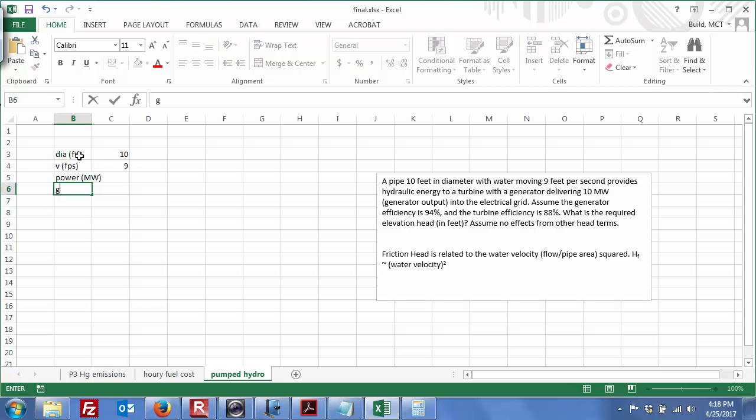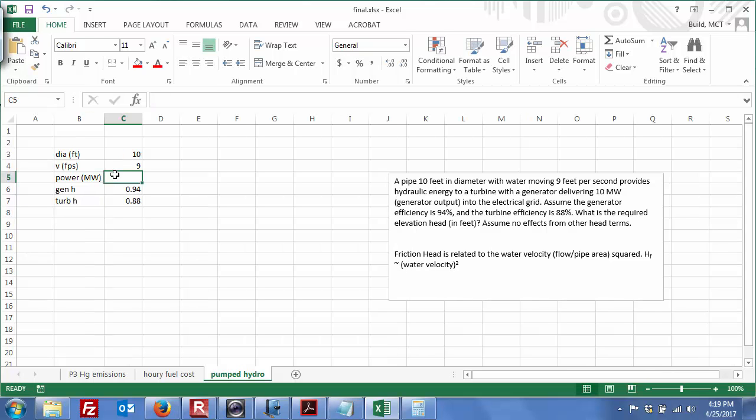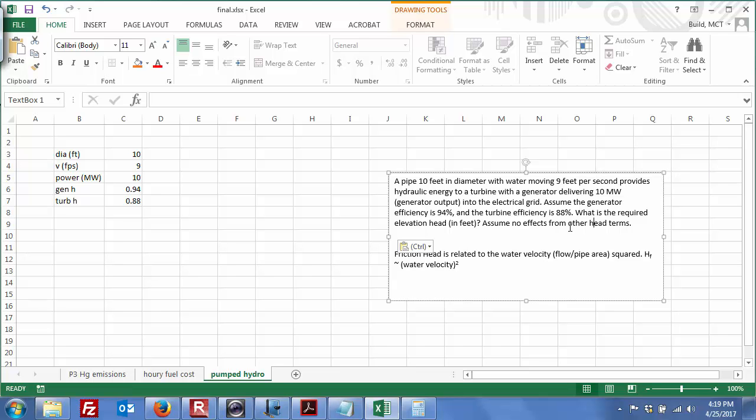Assume that the generator is 94, turbine, 0.88. So the generator is going to deliver 10 megawatts. So 10 megawatts has to go out.